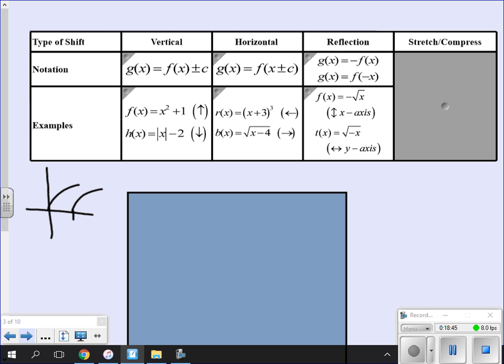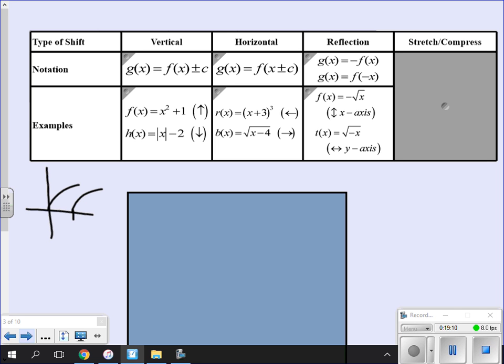Now, if my negative is outside, it reflects through the x-axis. So like a parabola, instead of pointing up, my parabola points down. If it's inside, then it reflects over the y-axis, which means it flips it this way.